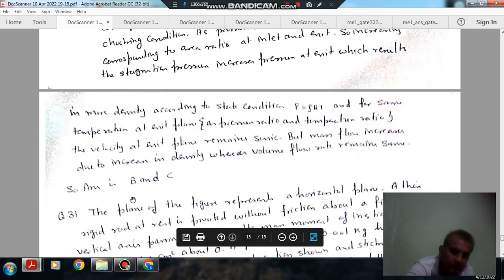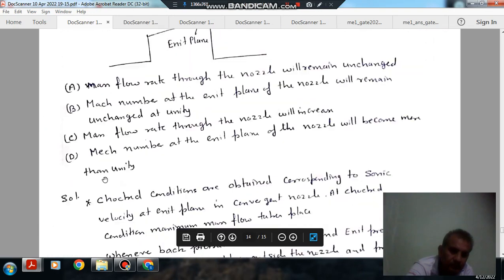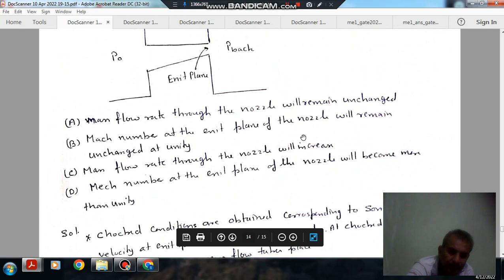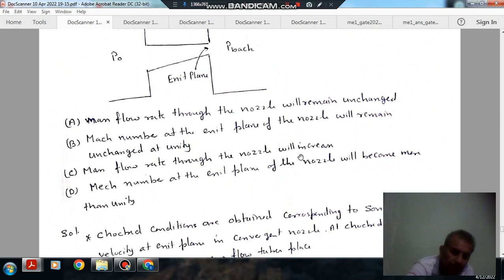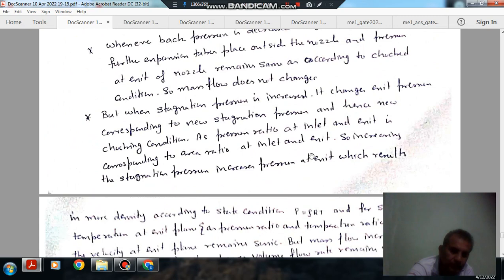So the answer is B and C: the Mach number at the exit plane of the nozzle will remain unchanged at unity, and the mass flow rate through the nozzle will increase because of the increase in density.